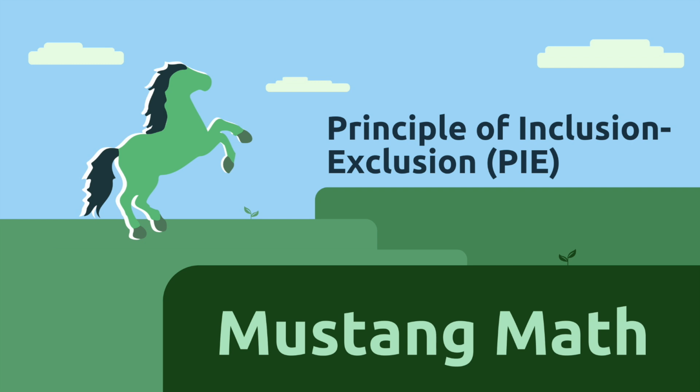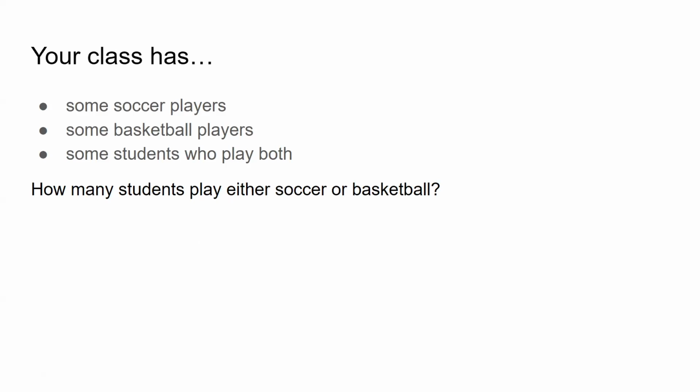Hello everyone. Today we'll learn about the principle of inclusion-exclusion, also known as PIE, a powerful tool in counting and probability. Let's start with an example to demonstrate where it's used. Imagine that some of the students in your class play soccer, some play basketball, and some play both. You want to find the number of students that play either sport.